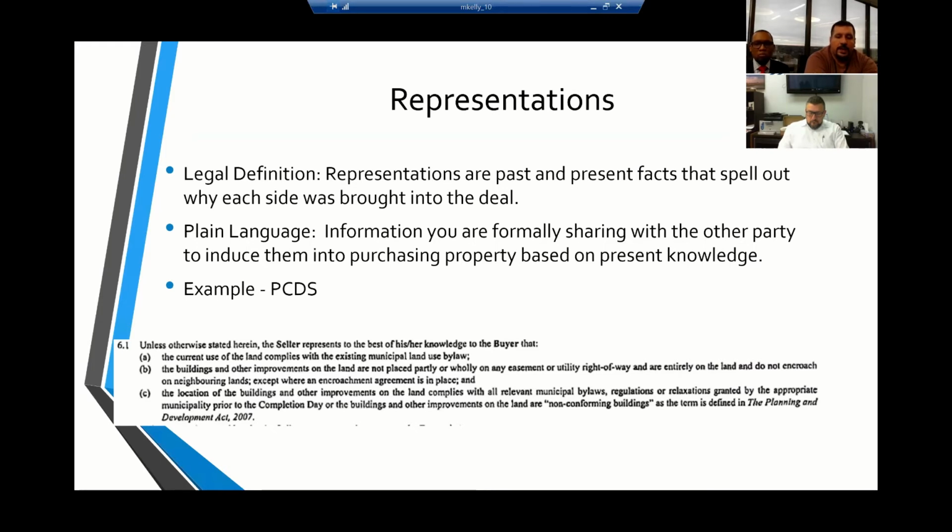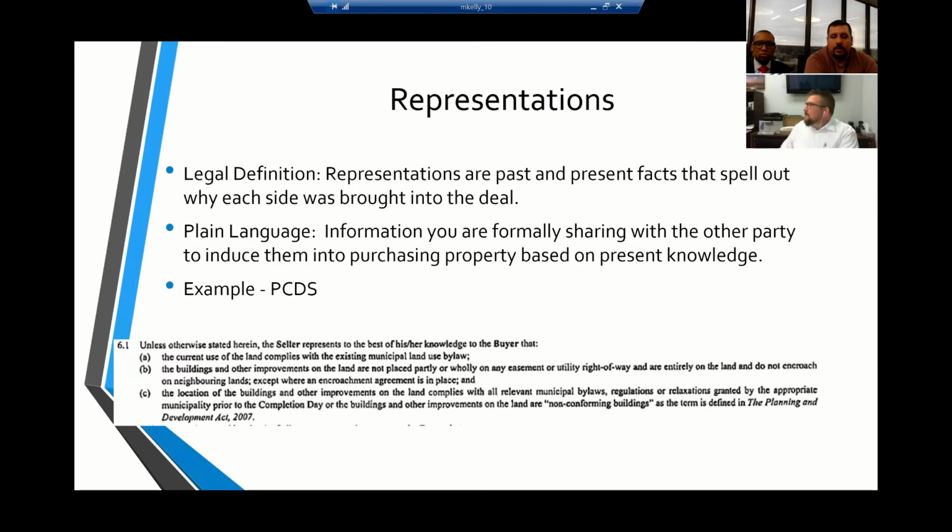So in this case, I point you again to 6.1 of your agreement. Here are all the things that are just representations, as opposed to warranties. For example, that the land complies with the existing municipal land use bylaw, that the improvements are where they're supposed to be, and that there are no non-conforming buildings as described. Those are the main representations in the offer.